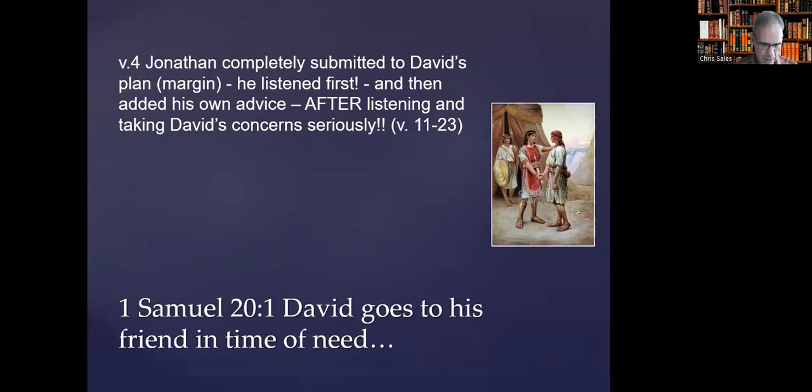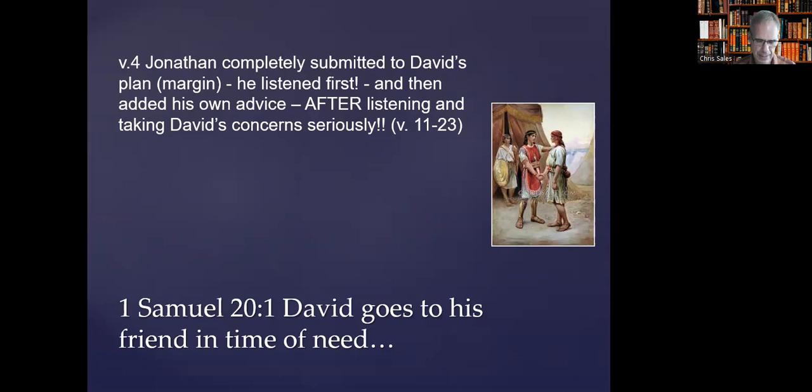Jonathan responds, well, I'm not going to kill you, that's for sure. And I don't think my dad will, but we'll do this. Let's make this plan. And they make another covenant. And they make this plan that we'll go into the field. After I find out what goes on with my father, then I'll tell you, and I'll shoot the arrow. And if it goes a long way, I'll tell the young boy to run and get it. It's time to go, and you'll know you need to flee. If I say to him, oh, come back, bring the arrows to me, we'll know it's okay.